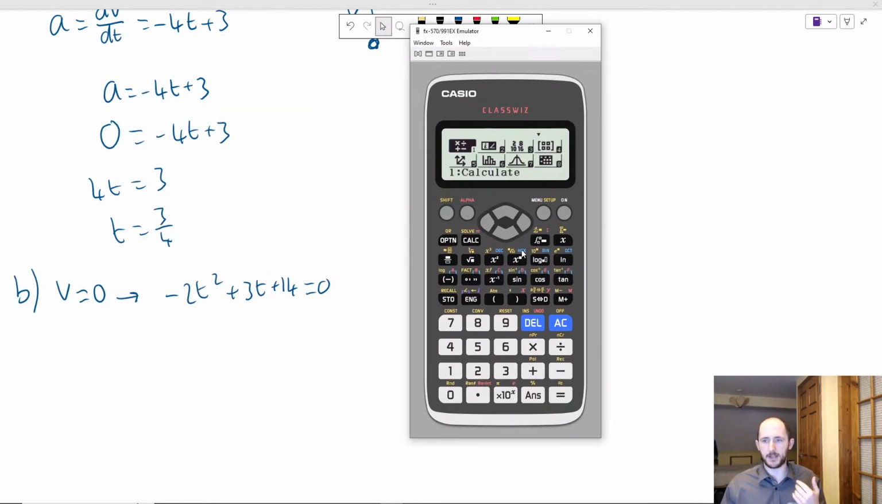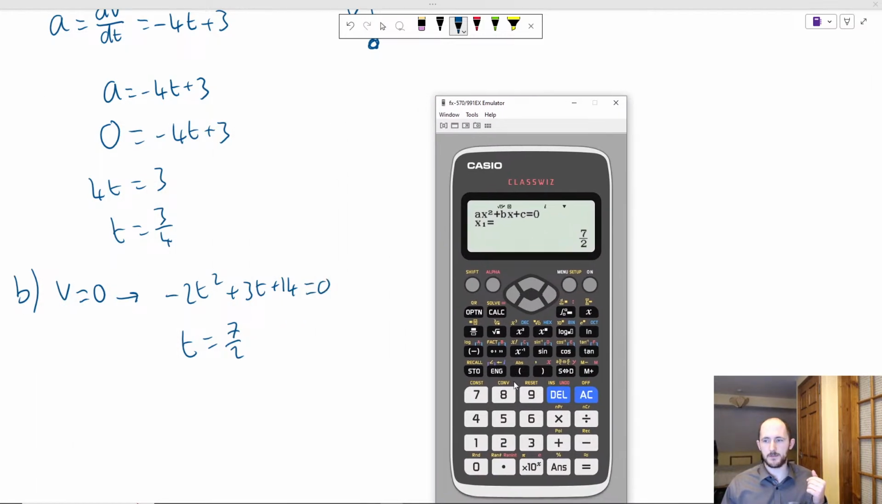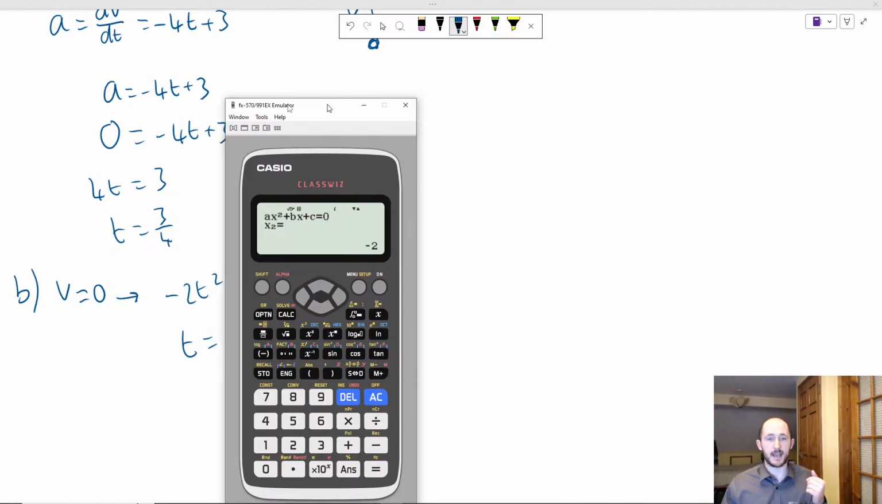So, menu, go down to equation / func, polynomial. Polynomial degree is always going to be 2 because we're solving quadratics. We have negative 2 in front of the squared term, 3 in front of the linear term, and 14 as our constant. We have 7 over 2 as one time. And we should get another time, but you'll notice something. It's a negative number.